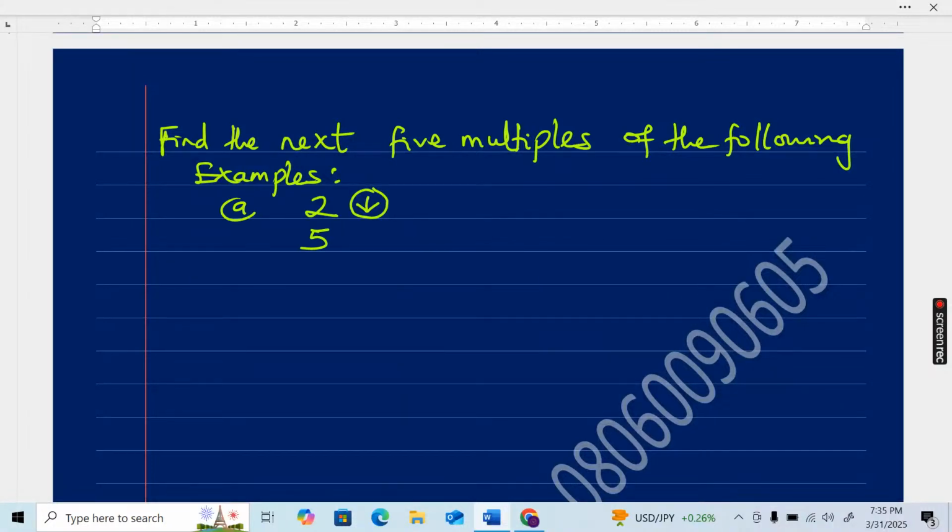So I have example A, I have example B. I have my circle with the arrow facing down. Now in the first sample, I have 2, 4, 6, 8, and 10. Then in the second sample, I have 5, 10, 15, 20, 25. So you will see that the numbers given to us are not more than 5, right?